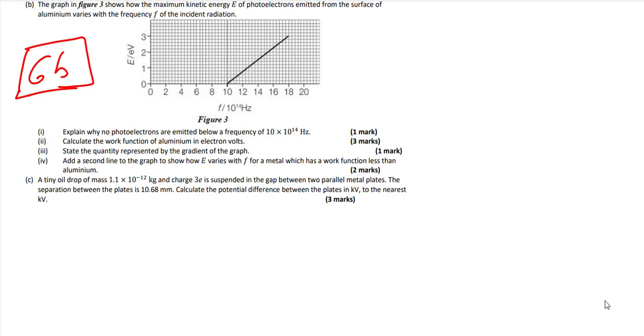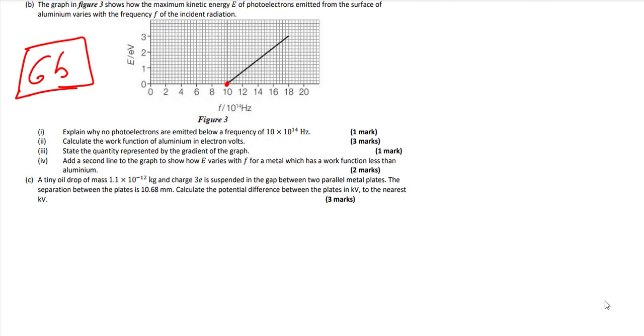Okay, now the question reads: the graph in figure 3 shows how the maximum kinetic energy E of photoelectrons emitted from the surface of aluminum varies with the frequency F of incident radiation. So that's the graph I've seen, that's figure 3. Now explain why no photoelectrons are emitted below the frequency of 10 times 10 to the power 14 Hz. So what do we see? Below this there is nothing.